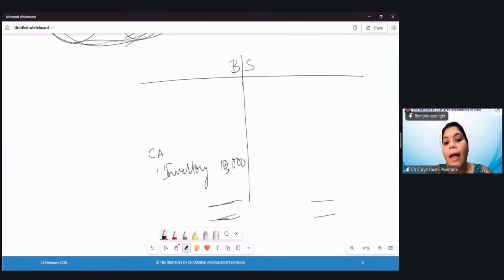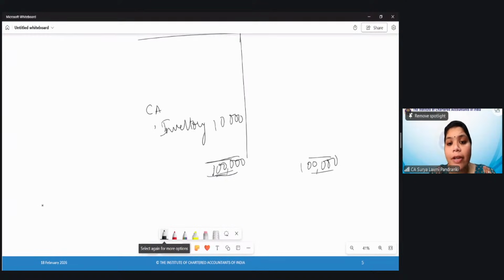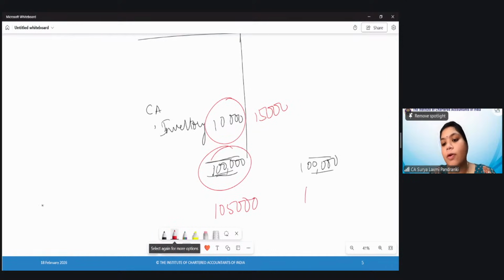I will say I have assets of some 1 lakh, right? When my inventory is 10,000, my total assets and liabilities were 1 lakh. But if my inventory is wrongly valued, and it actually has to be 15,000, then this will change to how much? 1,05,000. Yes or no?